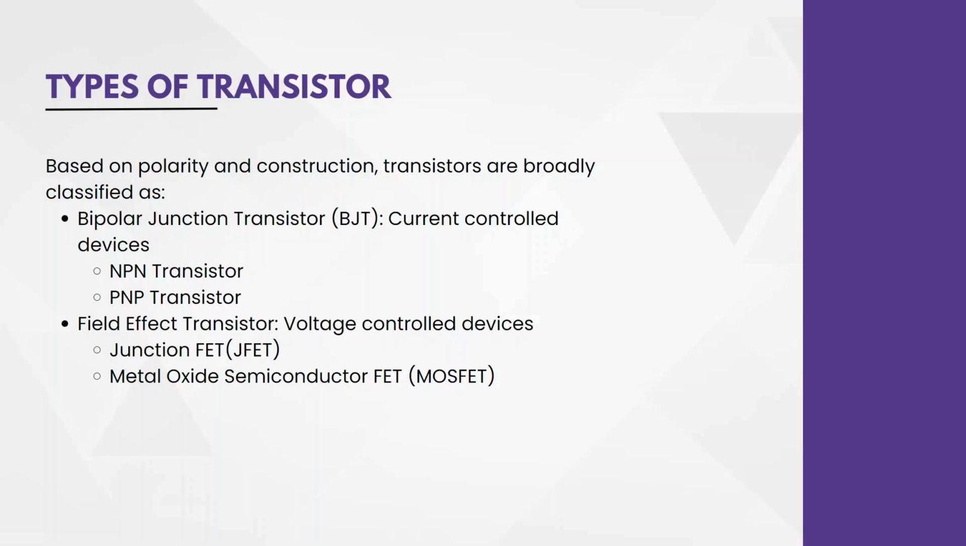We have two main types, that is the BJT or the bipolar junction transistor and the FET or field effect transistor. In a bipolar junction transistor, we can control the behavior of the circuit by controlling the current in the BJT. This is further classified into NPN transistor and PNP transistor. Whereas in a field effect transistor, the entire behavior of the circuit is controlled by controlling the voltage of the FET. Under this, we again have junction FET, that is JFET, or MOSFET, that is the metal oxide semiconductor FETs.